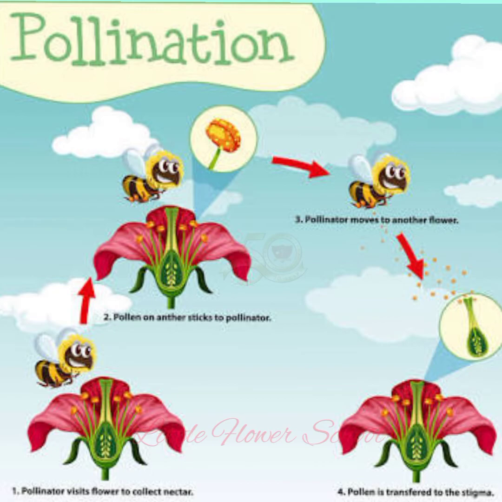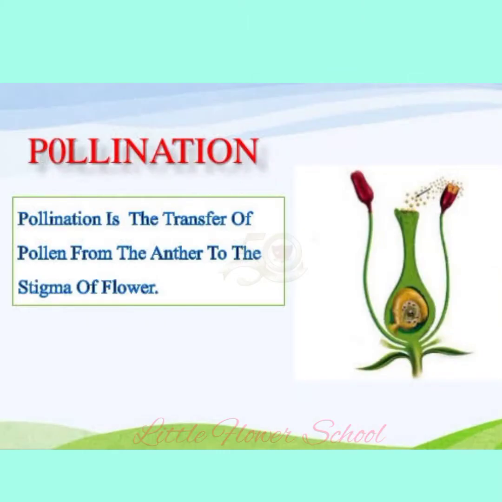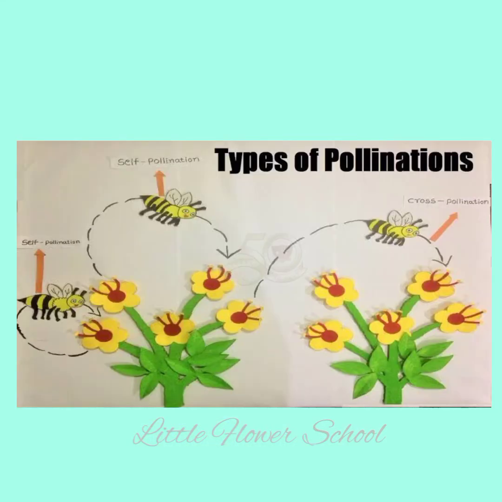Next, we'll learn about pollination. The transfer of pollen grain from the anther to the stigma of a flower is called pollination. There are two types of pollination, namely self-pollination and cross-pollination. Self-pollination means the transfer of pollen grains from the anther of the flower to the stigma of the same flower. When it comes to cross-pollination, the transfer of pollen grains of a flower to the stigma of another flower of a different plant of the same species is called cross-pollination.